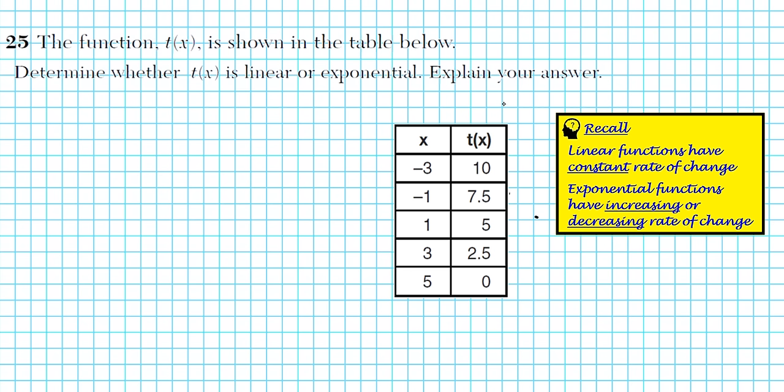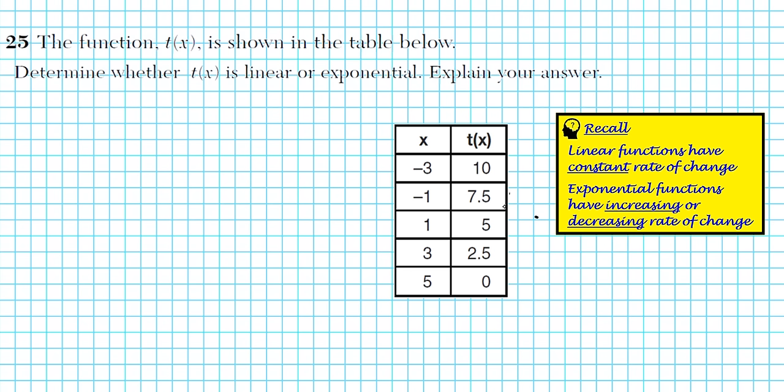Explain your answer. So one thing you want to recall is that linear functions have a constant rate of change. And exponential functions, on the other hand, have increasing or decreasing rates of change. Basically, a variable rate of change. What is another word for rate of change? Another word for rate of change is the slope of a line through 2 points.